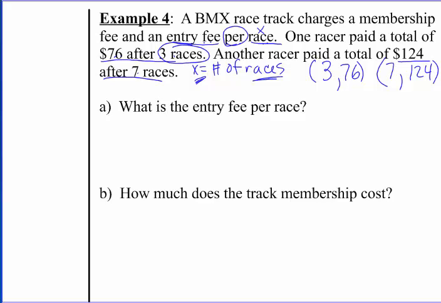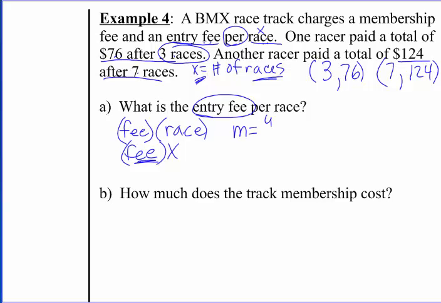So the first one, what is the entry fee per race? If we look at that, the entry fee per race is going to be the fee times the number of races. So if my races is my x variable, then the fee is the slope. It's the number in front of the x. So we're going to find the entry fee by finding the slope. So we have y2 minus y1 over x2 minus x1. Okay, it doesn't matter which one is x1, y1, and which one is x2, y2. You just have to be consistent.